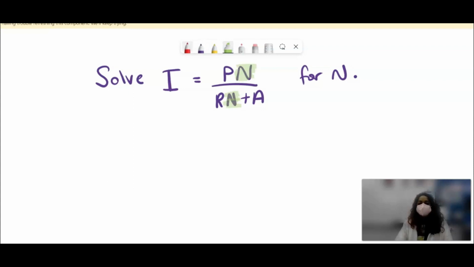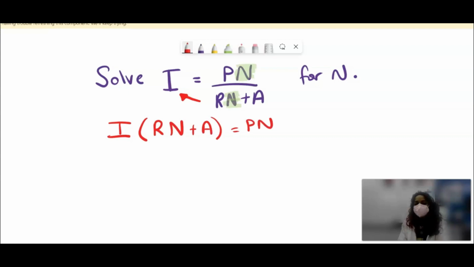Okay, when we have something like this, which is in fraction form, I want to get rid of the fraction. How do I get rid of the fraction? Can I cross multiply? Yeah. So I'm going to get I times Rn plus A equals Pn. I really love getting rid of fractions. Yes. Get rid of all the fractions.